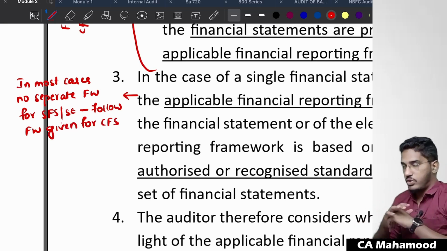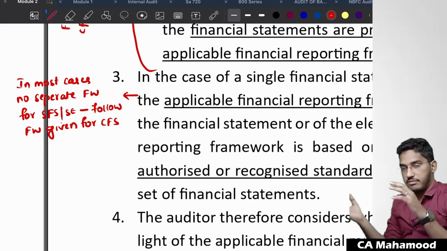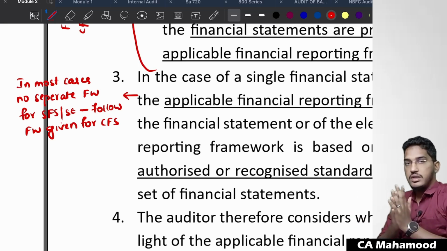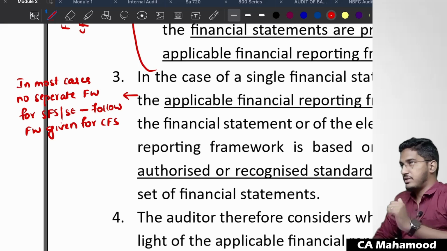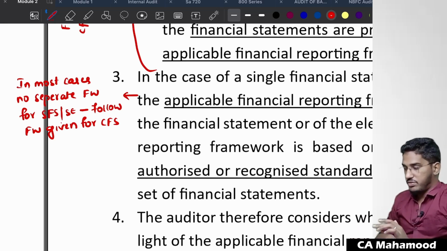In most cases, there will not be any separate framework given for single financial statements or specific elements. Whatever framework has been given for complete financial statements, the same framework will be followed even in the preparation of single financial statements or specific elements also. So you write this paragraph there, or else take a screenshot. Later you can write it. Make it fast.